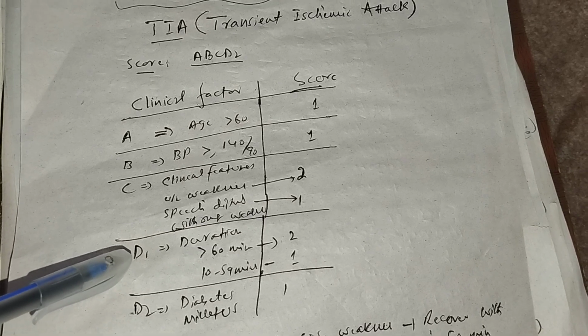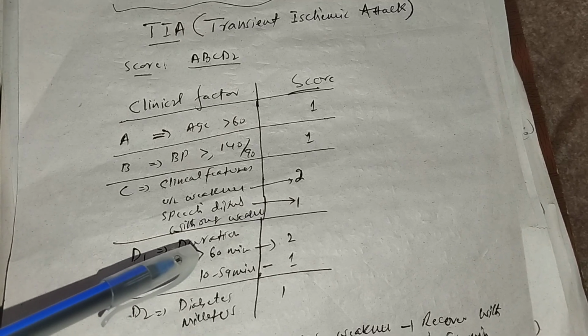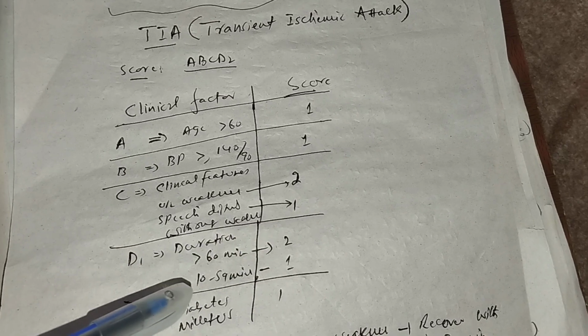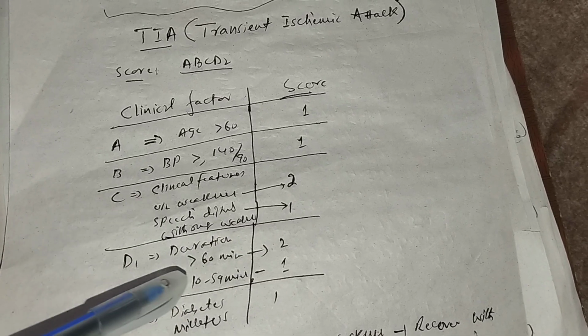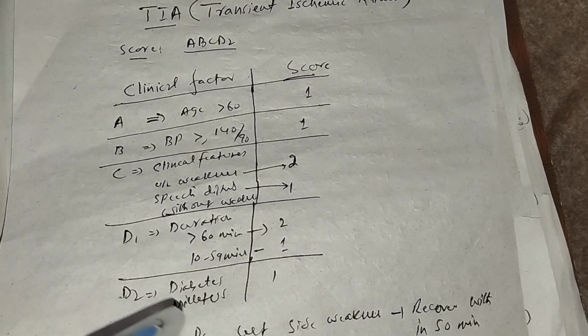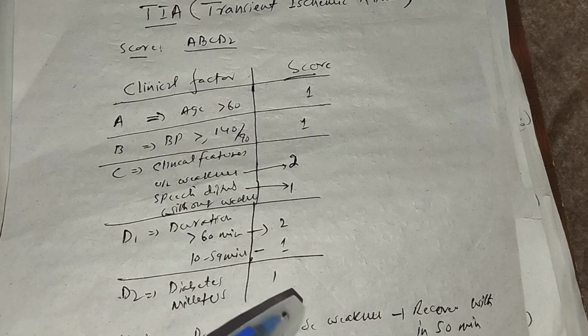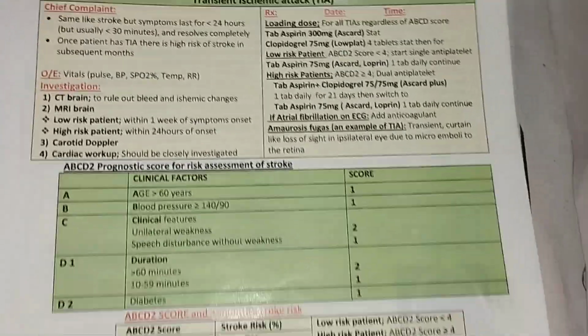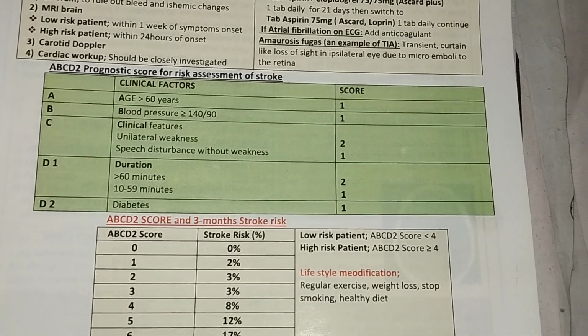From this D we can say duration. If the duration is more than 60 minutes, or more than 1 hour, the score will be 2. And if the duration of this clinical feature is 10 minutes to 59 minutes, that will be 1. If the patient already has diabetes mellitus, the score will be 1. If you see my book, The Resident Physician, I already explained this transient ischemic attack and the ABCD2 score.